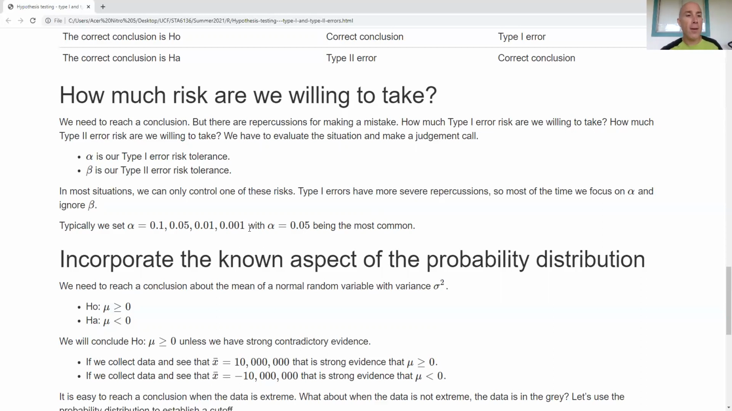Okay, so alpha is our type 1 error risk tolerance, and this is the worst mistake error. Beta is our type 2 error risk tolerance. In most situations, we can only address one of these errors mathematically, and so we only address type 1 errors. So we're going to establish what alpha is, and we're pretty much going to ignore beta. In more advanced hypothesis testing situations, we will consider both.